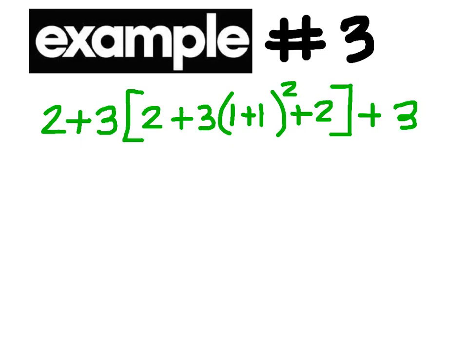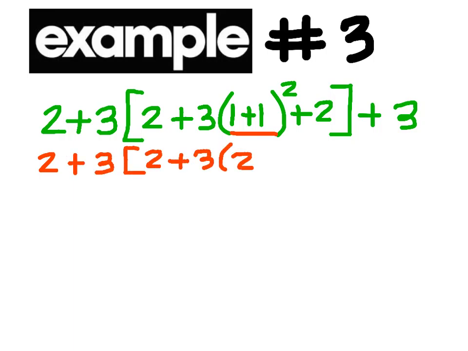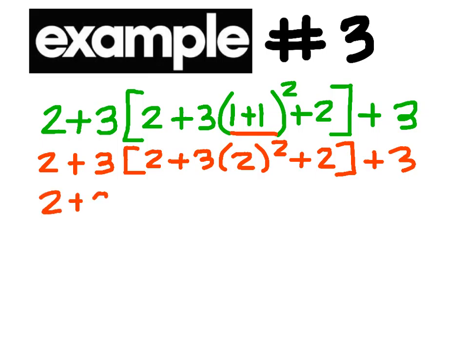Alright, on this you're going to have to start inside the brackets first. And when you're inside the brackets, start over again and look for the parentheses. So you have to do that first. And 1 plus 1 is going to give me 2. Keep everything else the same. And then go back to the brackets, then back to the parentheses, and square the 2. That's going to be 4.